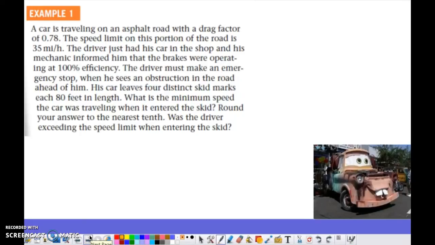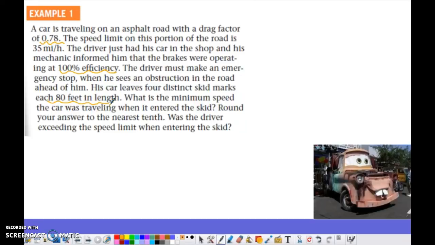So it says a car is traveling on an asphalt road with a drag factor of 0.78. It says the speed limit on this portion of the road is 35 miles an hour. It says the driver just had his car in the shop and his mechanic informed him that the brakes were operating at 100% efficiency. The driver must make an emergency stop when he sees an obstruction in the road ahead of him. His car leaves 4 distinct skid marks, each 80 feet in length. What is the minimum speed the car was traveling when it entered the skid? Round your answer to the nearest tenth. Was the driver exceeding the speed limit when entering the skid?